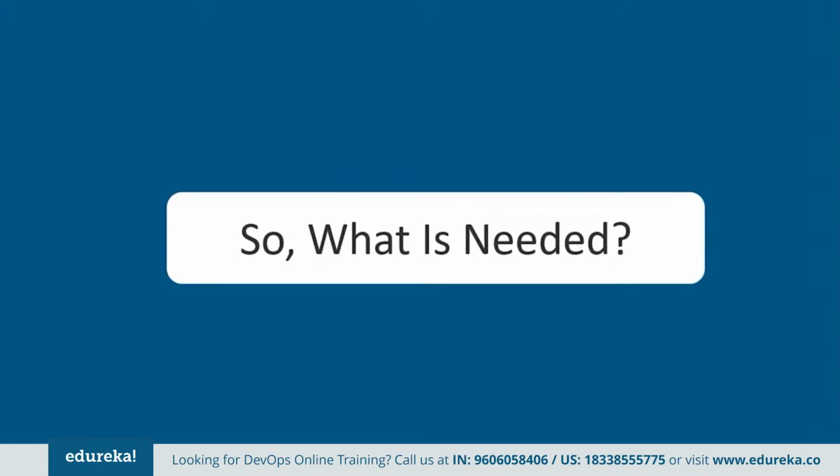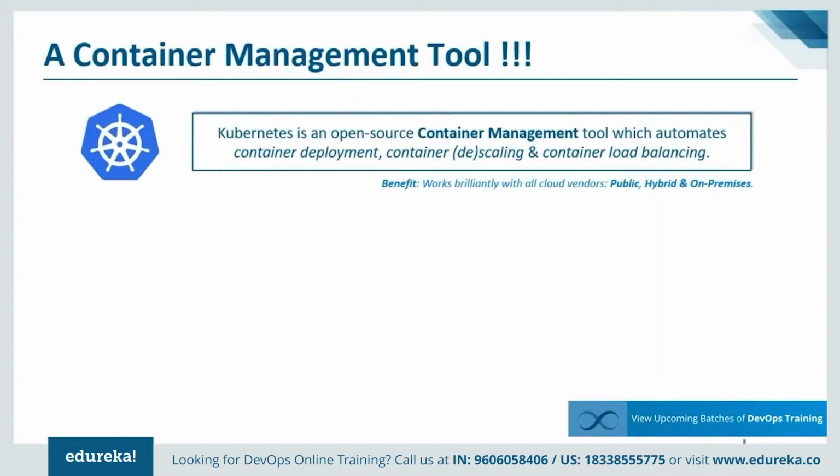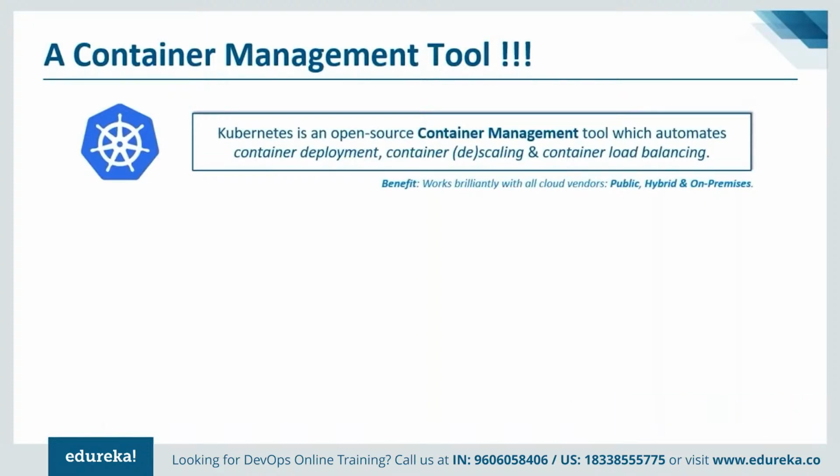So Kubernetes is a container management tool. This is open source, and it automates your container deployment, your container scaling and descaling, and your container load balancing. The benefit with this is that it works brilliantly with all your public cloud vendors, all your hybrid cloud vendors, and it also works on premises. So that is one big selling point of Kubernetes.